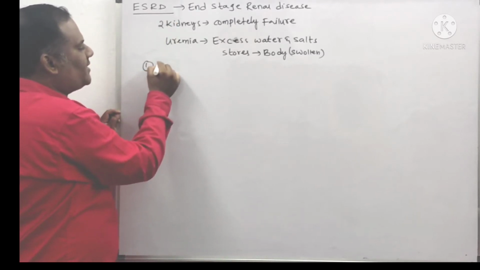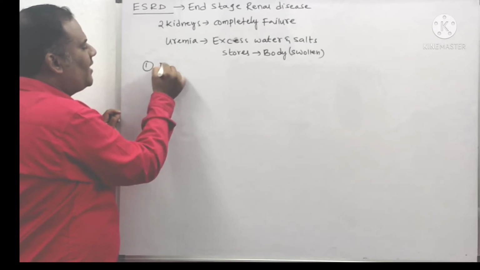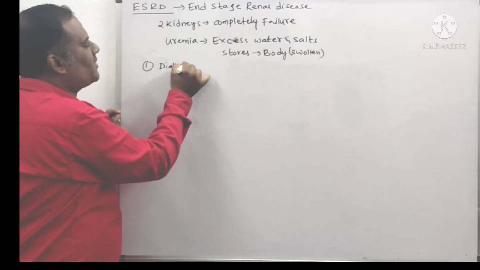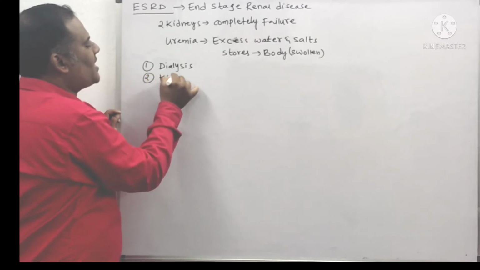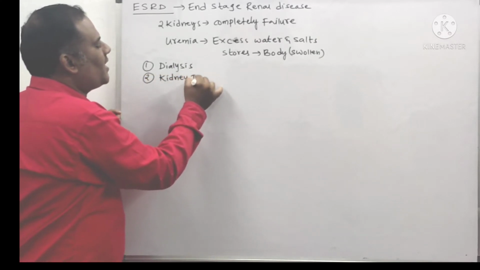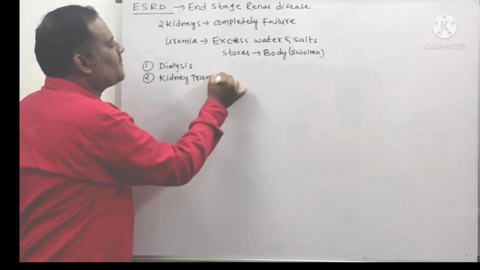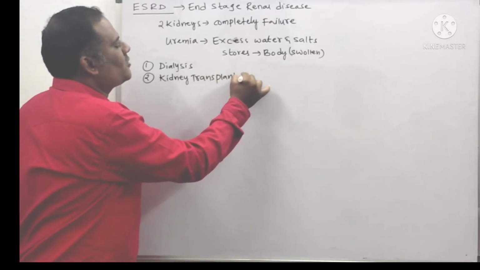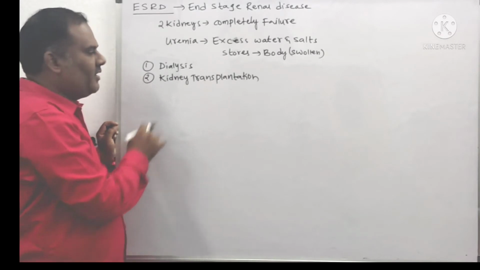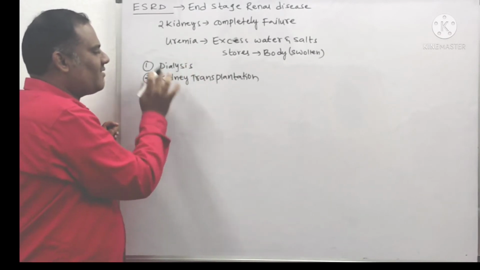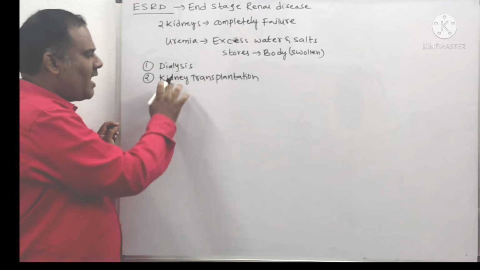The first option is dialysis. The second option we have is kidney transplant, kidney transplantation. So these are the two options to cure this disease. The first is the dialysis process and the second one is the kidney transplantation process.